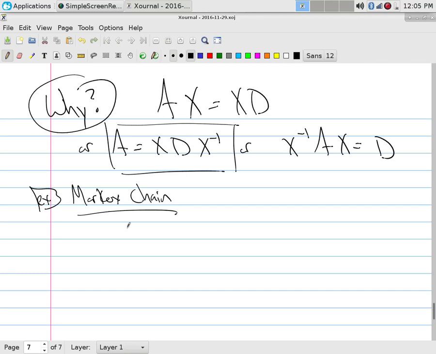We've already done our Markov chains, right? Anybody remember why we were interested in Markov chains? We were looking for special bases that were the what?